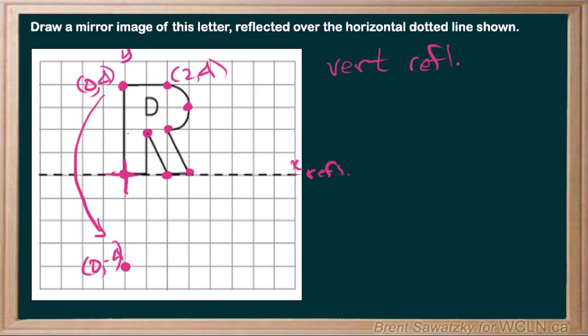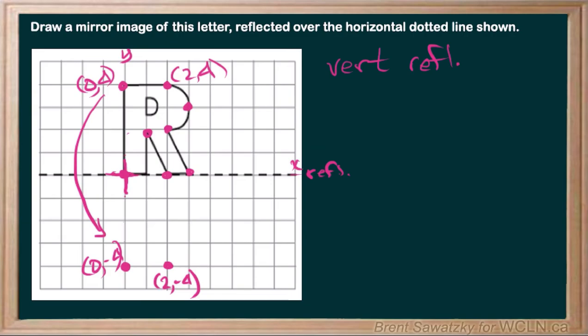And so we do that with the other points as well. We keep the x the same and we change the y. A positive becomes a negative, and if there was a negative, it would become positive. In this case, it's just positive becomes negative. So 2, 4 becomes 2, minus 4. And so that kind of gets us started here.